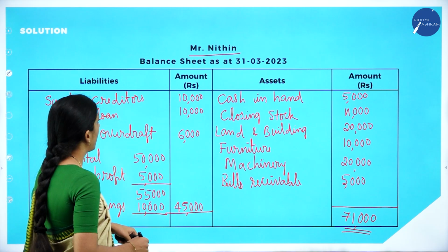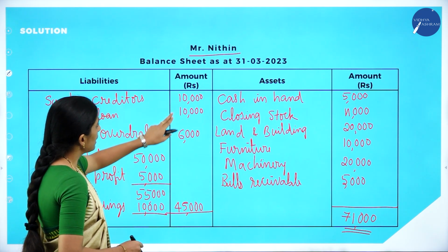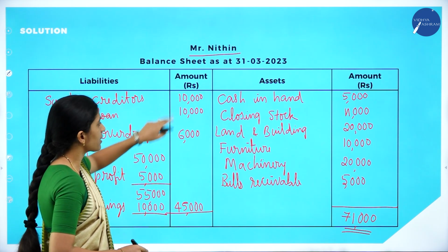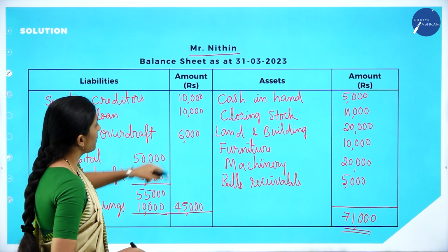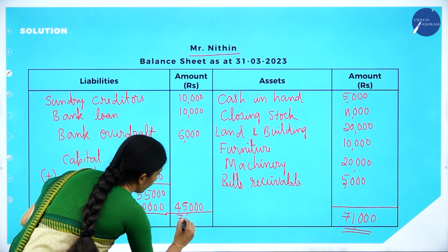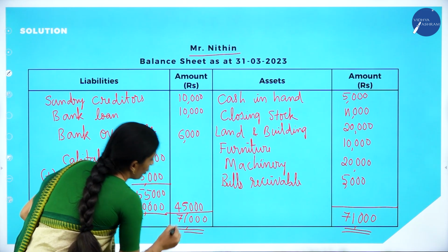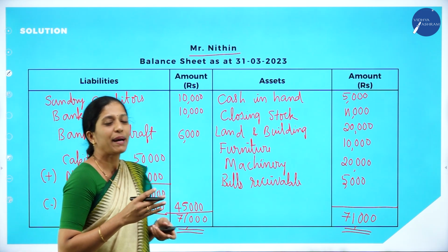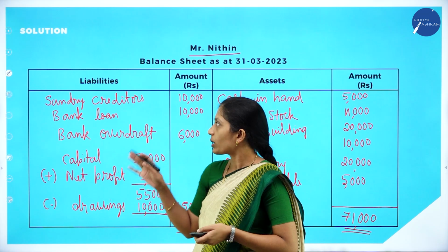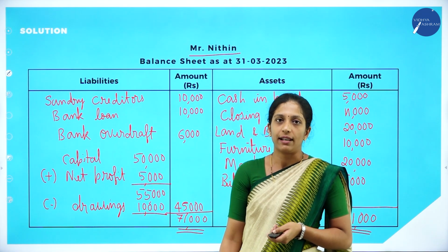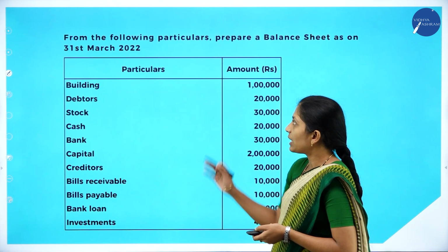Now coming to your liabilities, it is 45 plus 10, 55 plus 10, 65,000 plus 6,000, it is 71,000. So both the sides are equal, so your balance sheet gets tallied. The total of assets should be equal to the total of liabilities. Now we shall continue with the next problem.